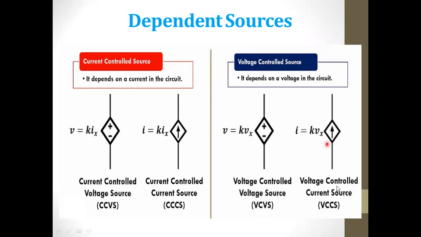Then comes the voltage controlled current source. As I've already mentioned, this is nothing but the current source, but if you observe, the value of this current is depending on Vx. Vx is nothing but the voltage in the same circuit. So this is said to be the voltage controlled current source.